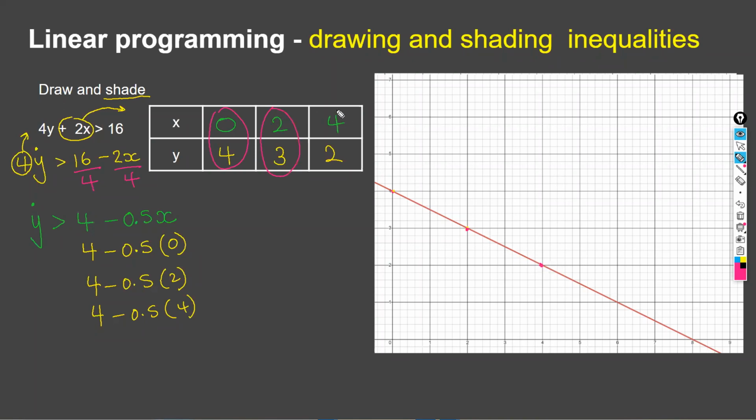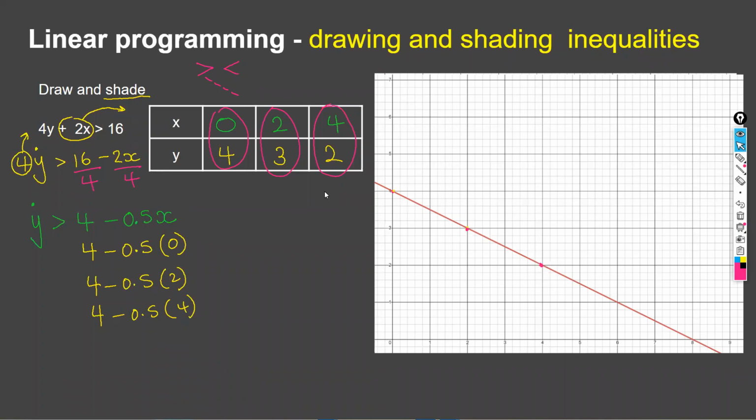Right. So the mistake I made, remember last week I told you whenever it's more than or less than, it's supposed to be a dashed line. I drew a solid line by mistake. So this is really supposed to be what? A dashed line. So where do we shade now? Do we shade above the line or do we shade below the line to complete the question?